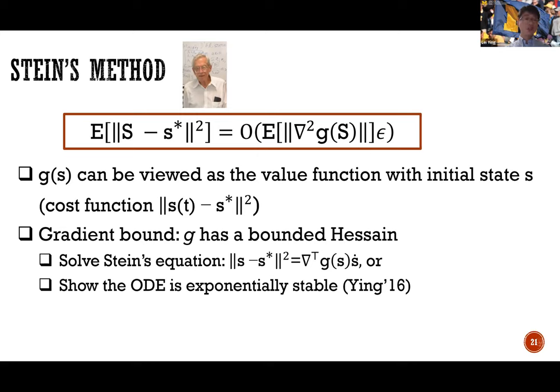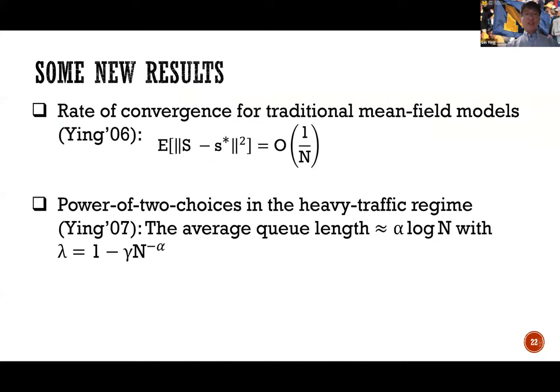Okay, so if the system has nice stability properties, then the G function will exist. And with that, we can use perturbation theory to bound the Hessian of this G function as well. It turns out G will have a bounded Hessian if the system is locally exponentially stable, which was established in my 2016 paper, okay? So now we can just apply that. Everything becomes straightforward. We can apply that Stein's method, right?